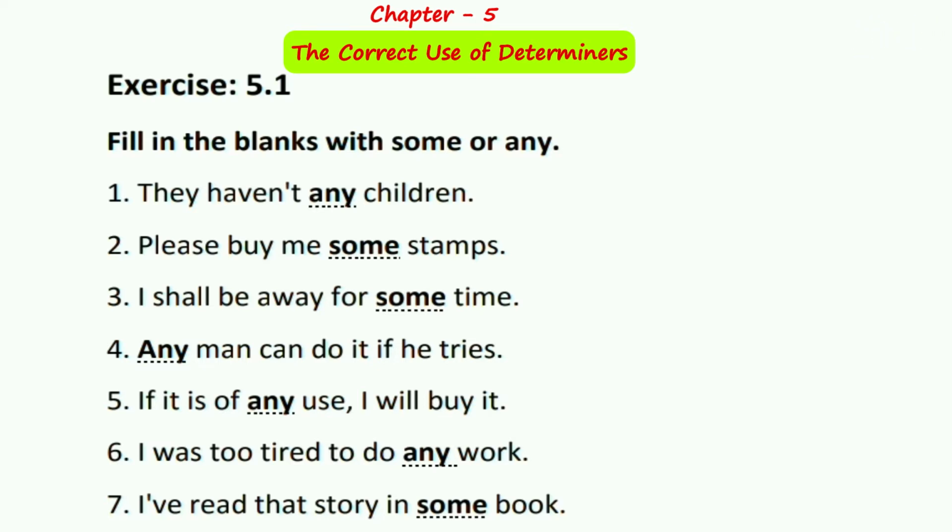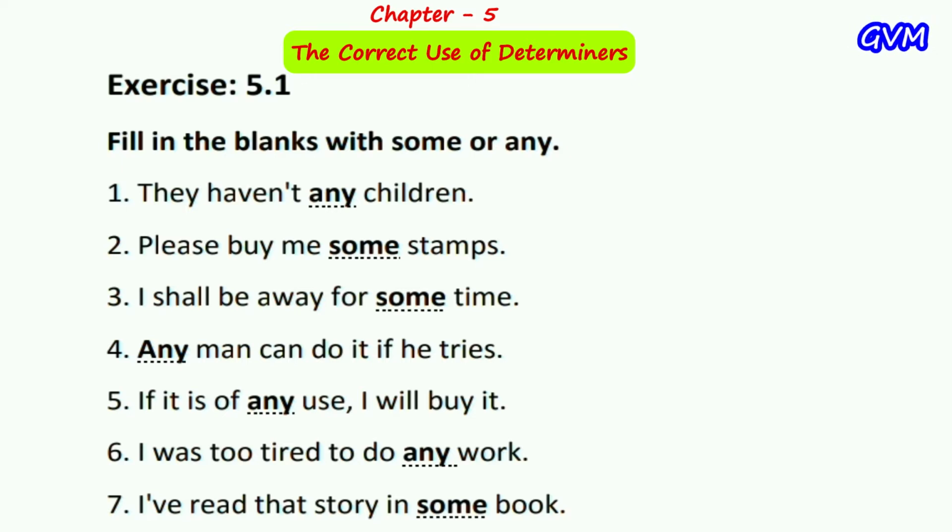Fourth, numeral. In numeral, determiners are categorized into 2 categories. First, definite, second, indefinite. In definite, we use 1, 2, 3, first, second and third, fourth and so on. But in indefinite, we use all, some, no, many, few and several. Last one is articles. In articles, we use a and the. Now, here is the exercise 5.1.